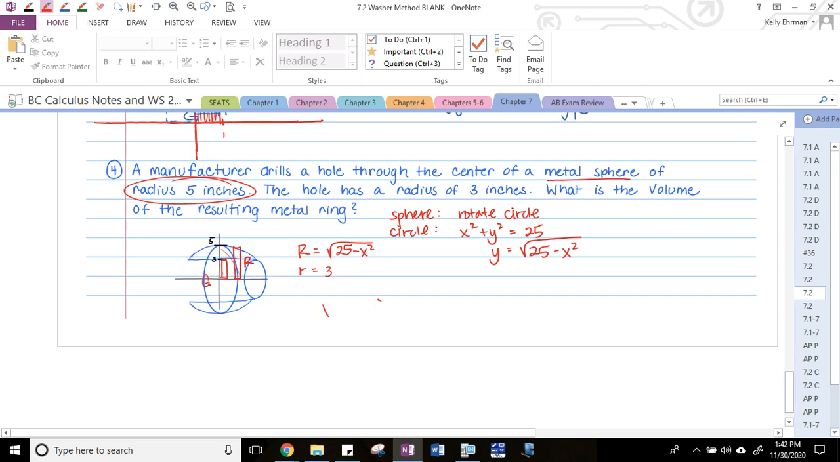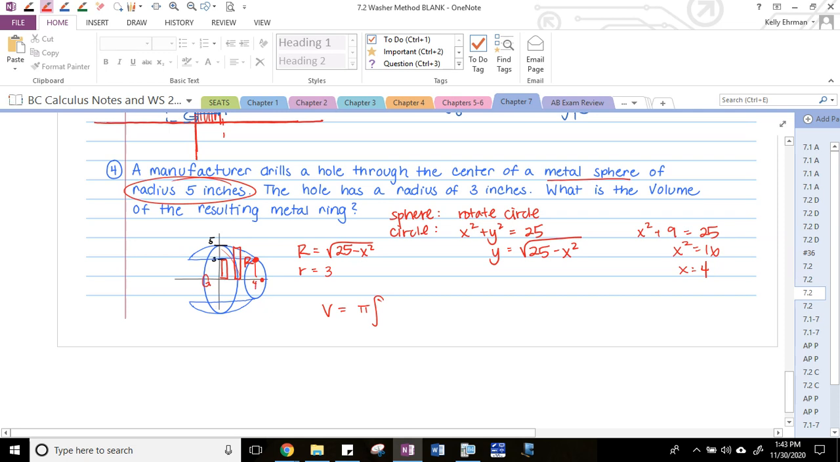And so then the volume should be pi times the integral. What are the bounds here? I have to think about where this outside circle meets the 3-inch hole. So if I know that y is 3, what is x? x squared plus 3 squared equals r squared. x squared is 16. So x is 4 inches right here where we drilled this hole.